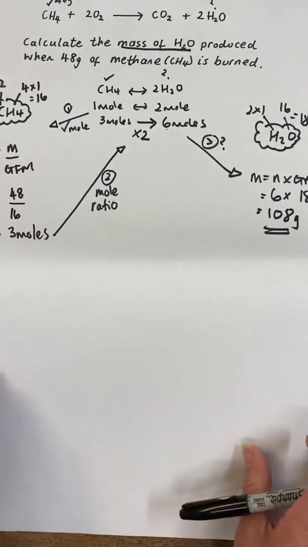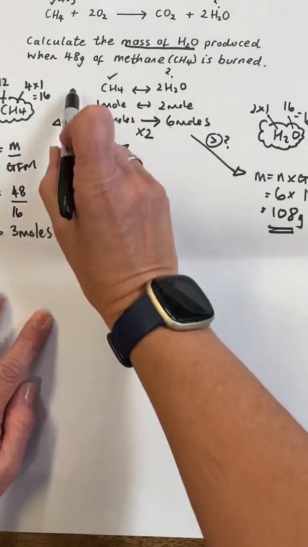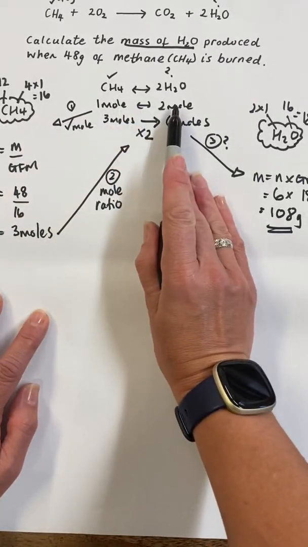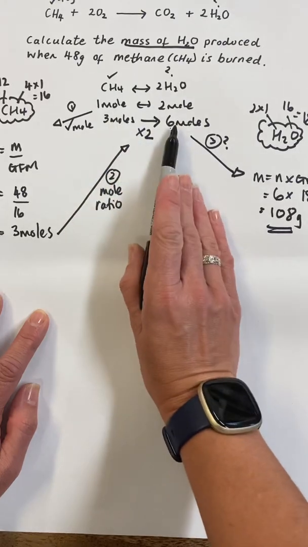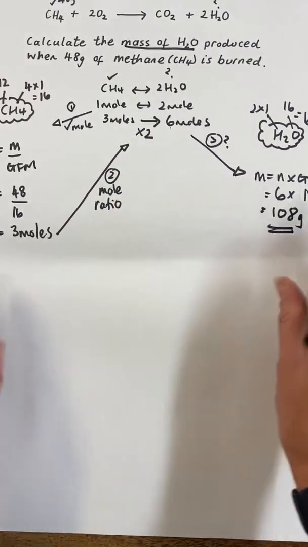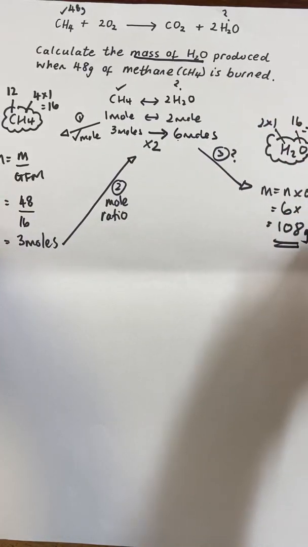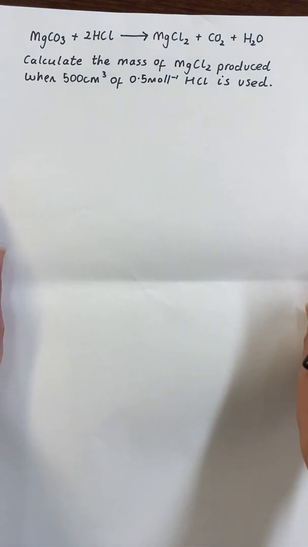So a 3-step process here. 1, calculate the tick number of moles. 2, take that back to get a balanced mole to mole ratio, and then 3, calculate my question mark side. Now that's an example of a mass to mass question. I'm going to give you another example now where we use the n, c, v triangle as well. So if we look at this example here.